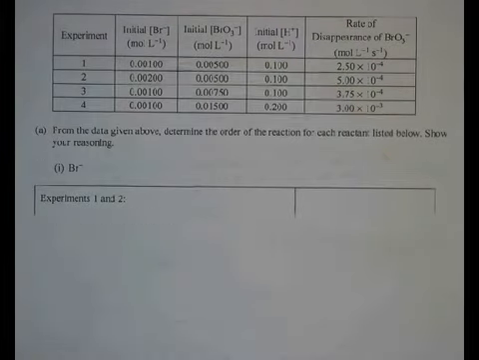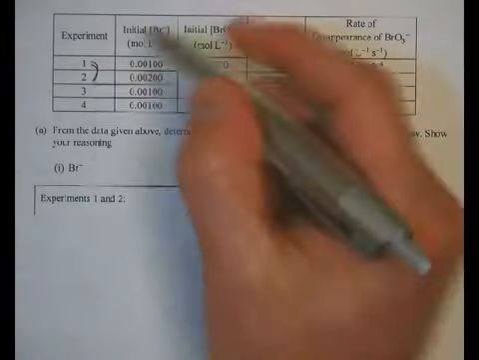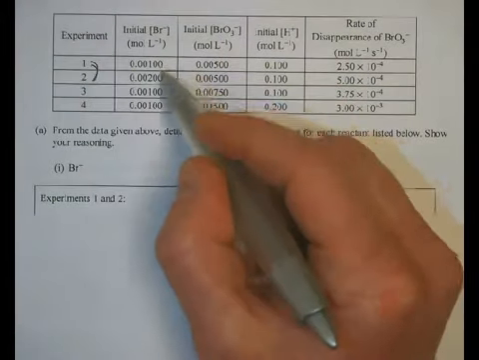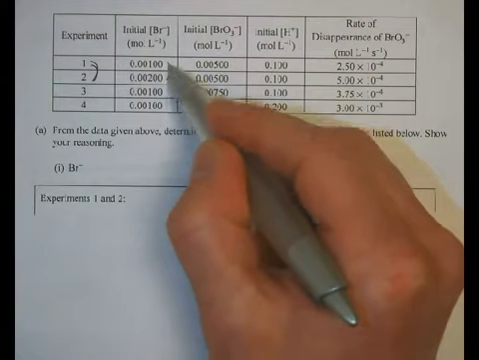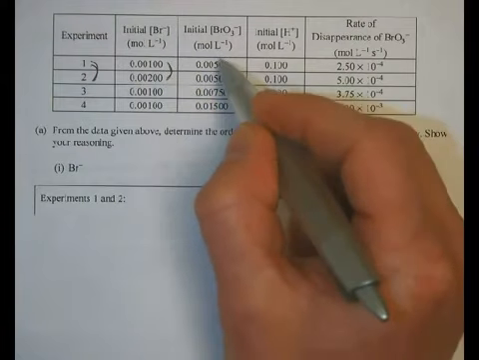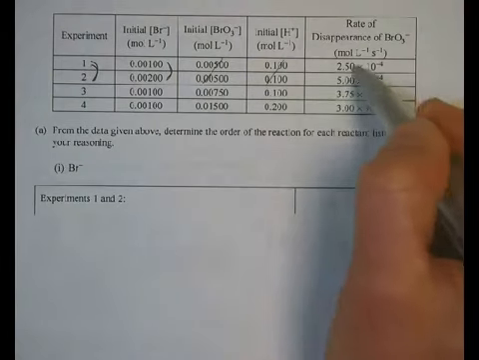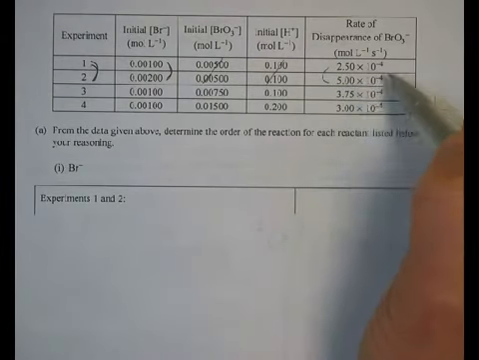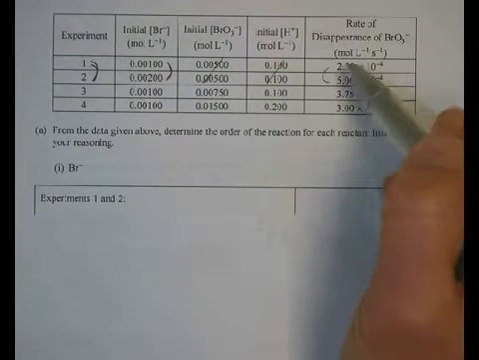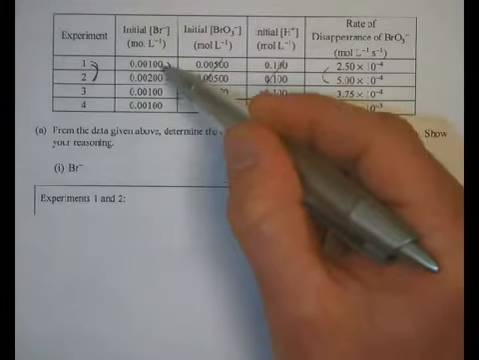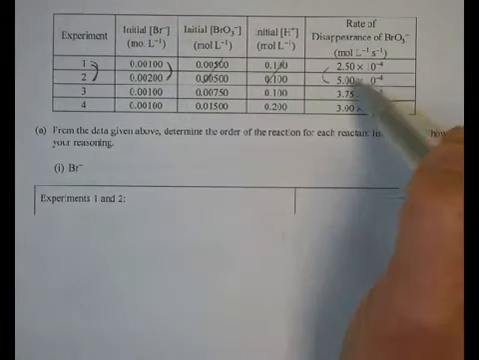We'll look at experiments 1 and 2. You'll notice Br minus is doubled from 1 to 2. And BrO3 stays the same, and H plus stays the same, and you'll notice that the rate goes from 2.5 to 5. So it itself is doubled as well. So when you double the concentration, you double the rate.